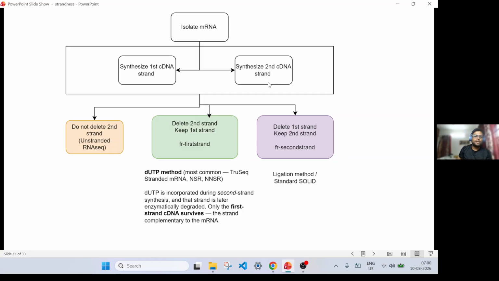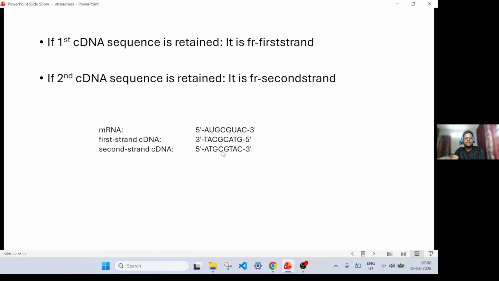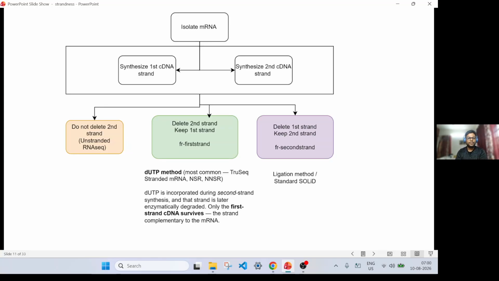Now after this, the sequencing protocol will vary depending on your experiment. If you choose that you do not want strand-specific RNA sequencing, then you don't do anything; you go straight away to sequencing. That means some of the reads will come from this strand, and some of the reads will come from this strand. So you will get a mixed pool of reads from both the first and second strand. This is the unstranded RNA sequencing protocol. But if you say that you want to sequence only one strand, here you have two options: either you keep this one or you keep this one.